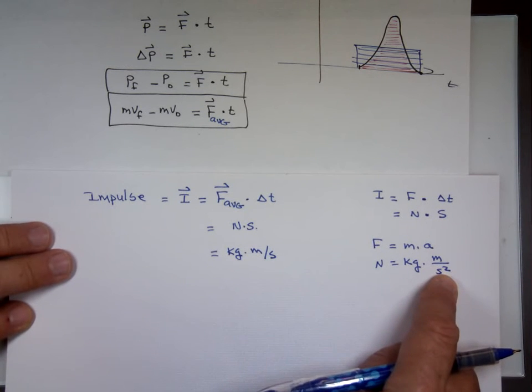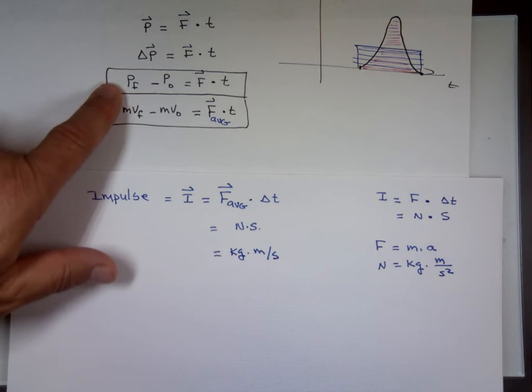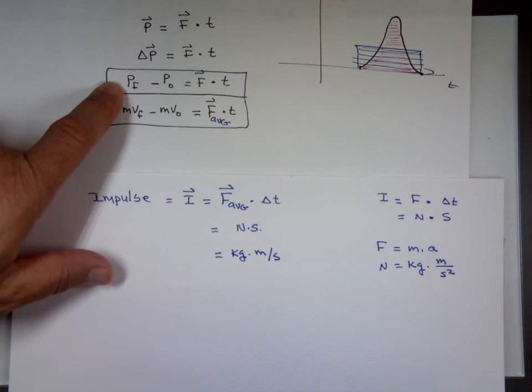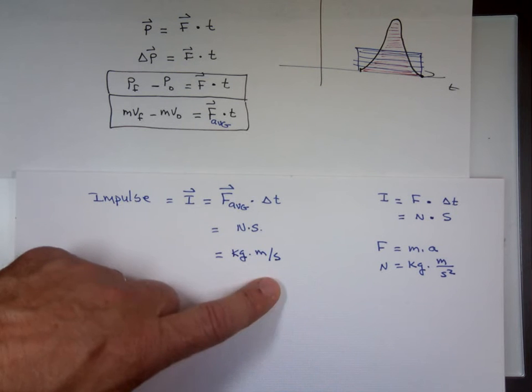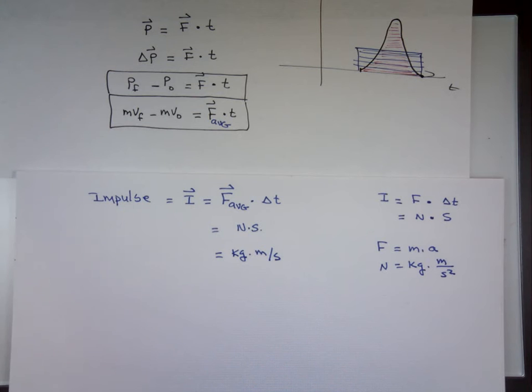Remember, F times T is the change in linear momentum. Momentum is kilogram meter per second, mass times velocity. So that's really what the unit for impulse is. It's a Newton second or kilogram meter per second. Let's take an example with impulse and change in momentum and see how big that force between them is.